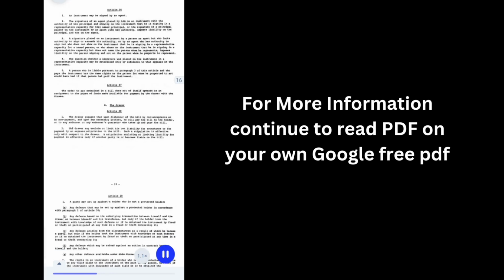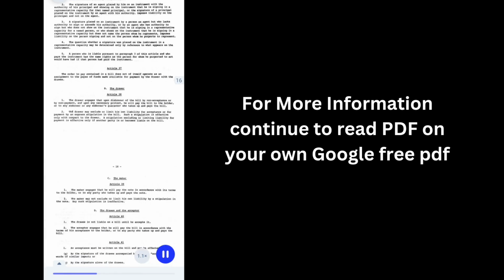Article 36. 1. An instrument may be signed by an agent. 2. The signature of an agent placed by him on an instrument with the authority of his principal and showing on the instrument that he is signing in a representative capacity for that named principal, or the signature of a principal placed on the instrument by an agent with his authority, imposes liability on the principal and not on the agent.